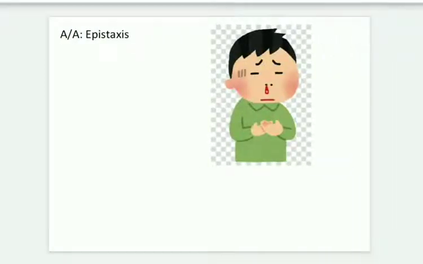Your applied anatomy: epistaxis. Remember, the boy with bleeding from the nose. It is due to the sphenopalatine artery getting damaged, and it is Little's area on the septum. It is commonly seen as bleeding from the nose, or we can also call it nose bleeding.